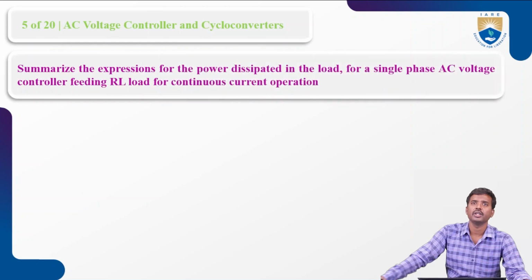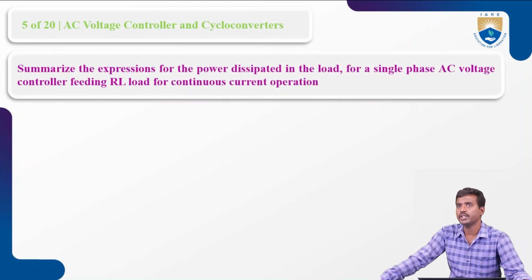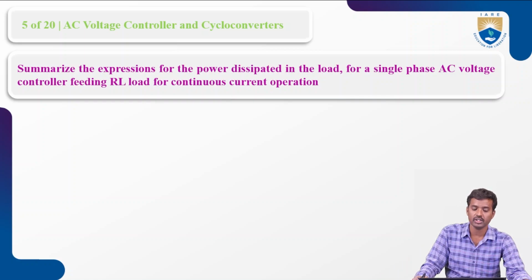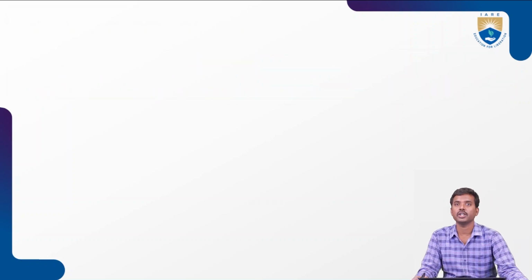And next, summarize the expression for power dissipated in the AC voltage controller with RL load. This question we have also discussed, for the continuous conduction current operation.